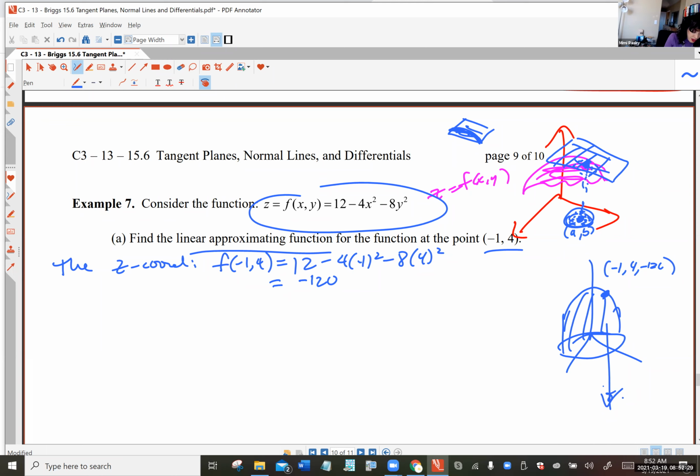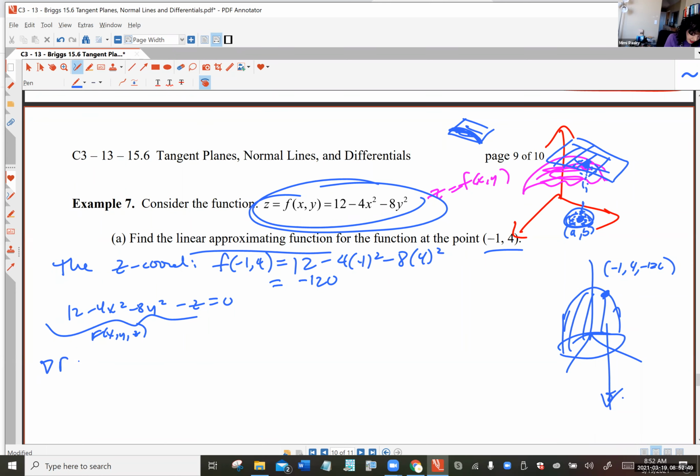Fine. This is how I roll: I get everything on one side and 0 on the other. Your Briggs book is going to do this in a different way, but I really wish you'd do it my way because it'll help you later. So I get everything on one side and 0 on the other, and there's my big F, which is a function of 3 variables.